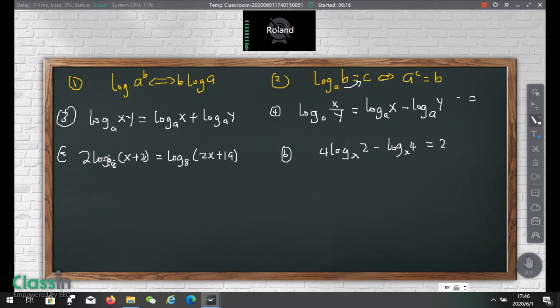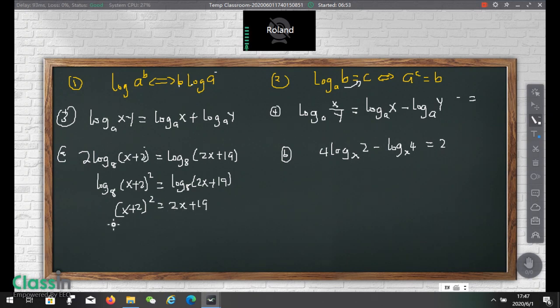If we apply the first law, which says b log a becomes a to the power b, log a^b, here we can have log base 8. This 2 can become a power, so (x+2) squared. And this is the same as log base 8 of 2x plus 19. Then we can take the antilog of both sides. If we take the antilog of both sides, the logarithms will cancel each other. So we have (x+2) squared being equal to x plus 19.